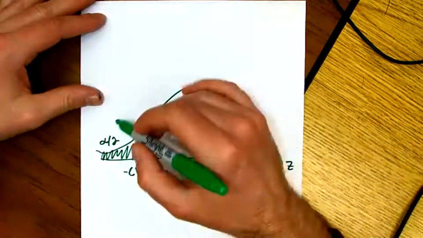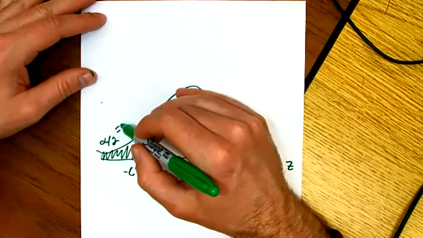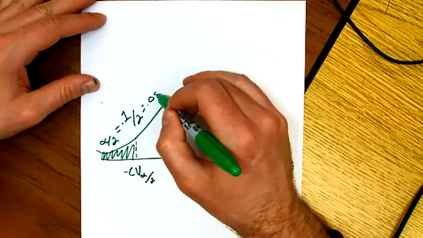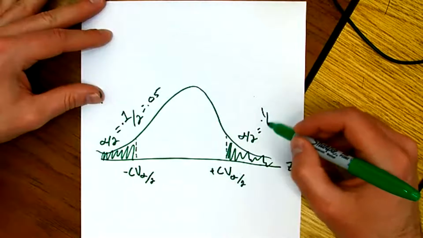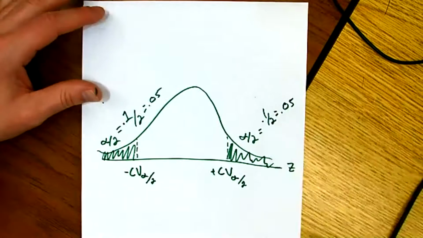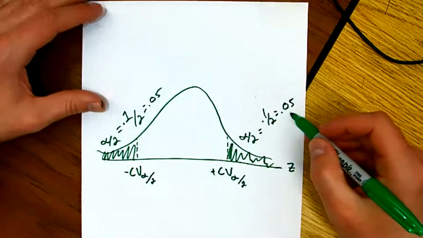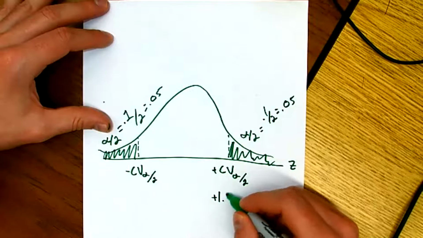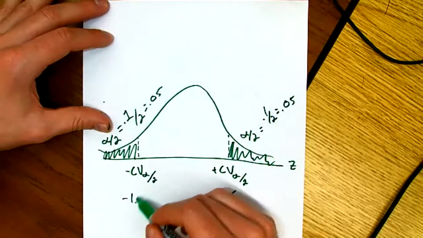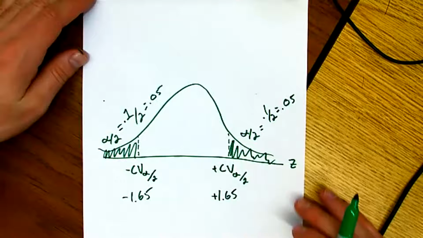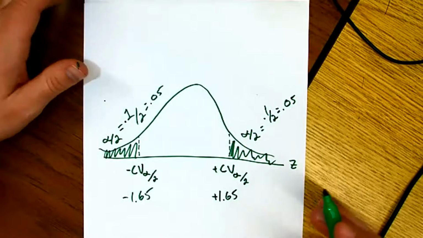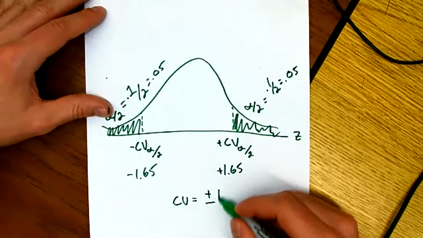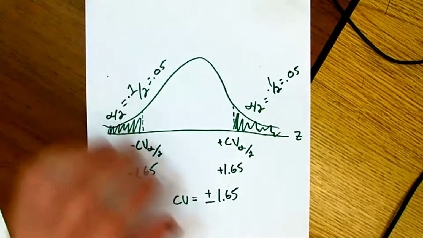So now it's just as easy as, let's say my alpha was 0.1. Well, then I would want 0.05 in each tail. And I'm not going to go through the table. We've done this quite a bit. But if I go to the table, look up the area of 0.05, this should correspond to critical values of positive and negative 1.65. So the way in which I would write a two-tailed test, my critical value would be positive and negative 1.65, right?